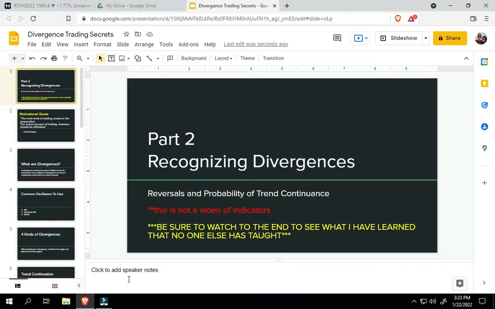This has confused me over the time I've been trading. Whenever I would see a divergence, I knew it was a divergence, but I didn't know what I was seeing. So I didn't know what action to take based on what I was seeing.